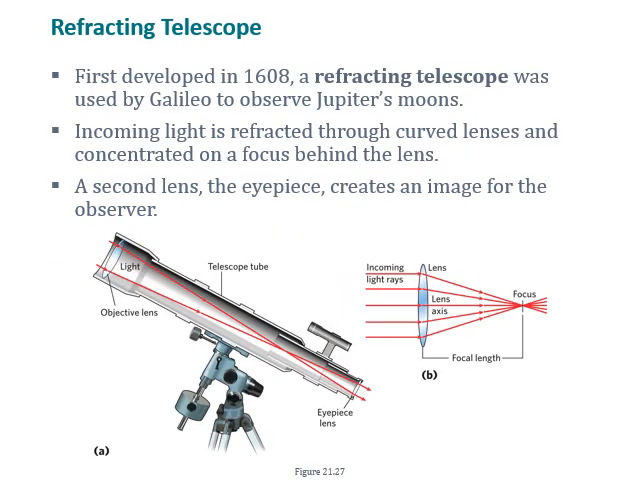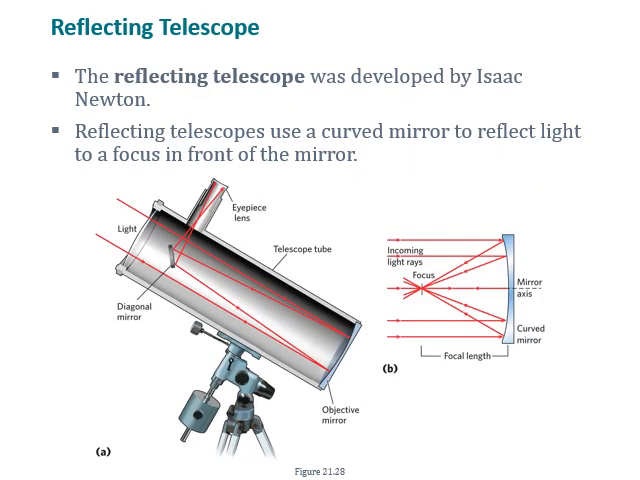Here's a picture of a refracting telescope. Refracting telescopes were first developed in 1608 by Galileo to observe Jupiter's moons. Incoming light is refracted, or bent, through curved lenses and concentrated on a focus behind the lens. The second lens, the eyepiece, creates an image for the observer. The reflecting telescope was developed by Isaac Newton. Reflecting telescopes use a curved mirror to reflect light to a focus in front of the mirror, as shown below.